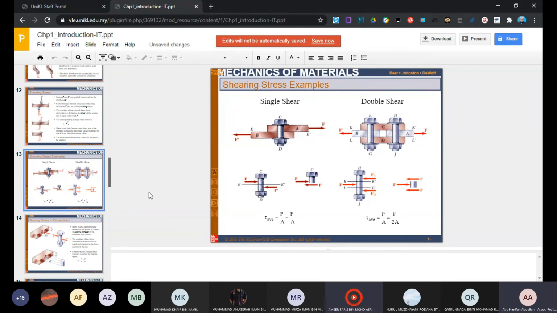If you put another plate, then it will be three shear areas, so even lower. That's why you see the modern design of structure repair on the 737 and most jet aircraft, they have three or four layers of doublers. The more layers of doubler mean we have more shear area on the rivet, so the rivet stress in terms of shear will be greatly reduced.